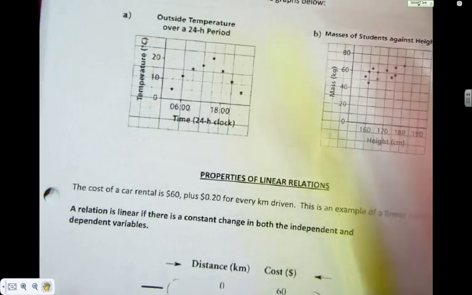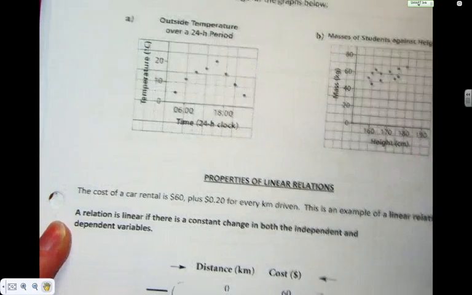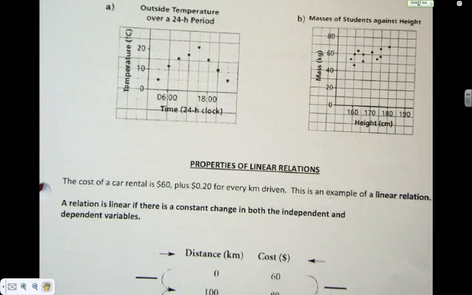Well, what if it's a scatter plot and there's not all those arrows and lines and everything else? Then what do we do?